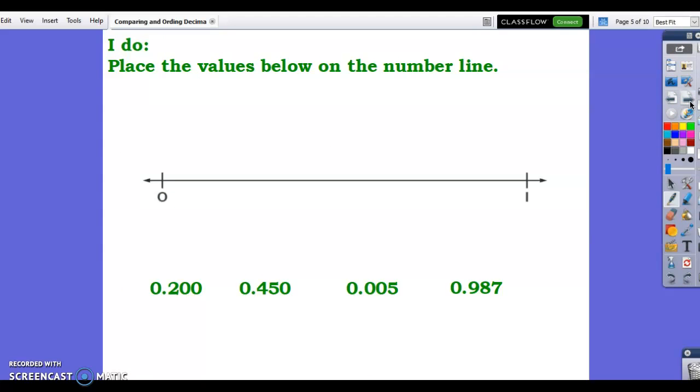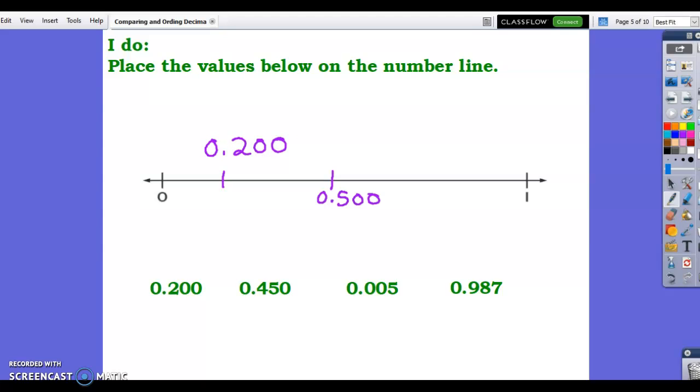All right, here's one that I am going to show you on the number line. It says, I do. I'm going to place the values below on the number line based on where I think they are going to go. So I'm going to start by splitting it in half. And I know that that is going to be 500 thousandths or 5/10 or 50 hundredths. Now I can kind of estimate where these are going to go. So if I know that my 0 is here, my 2/10 is going to be about right here. So I'm going to write 200 thousandths.